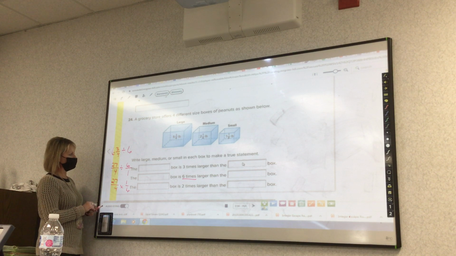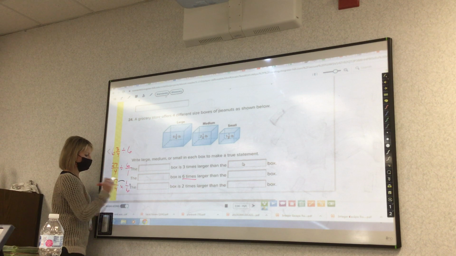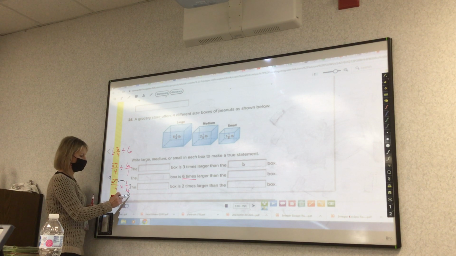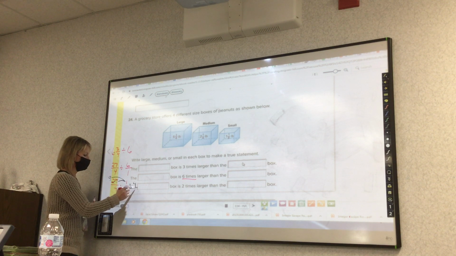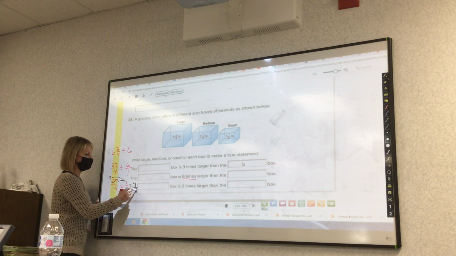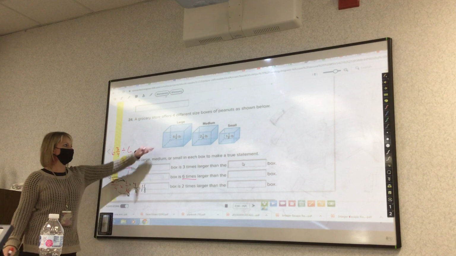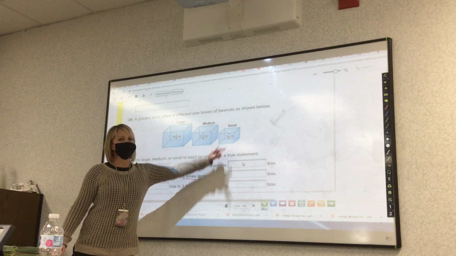Have I made any mistakes? I don't know. Can I reduce anything? Yes, 27 and 6, divide by 3. So 27 divided by 3 is 9, 6 divided by 3 is 2. Can I do anything else? No. So 9 times 1 is 9, 4 times 2 is 8. 9 divided by 8 is 1 and 1/8. So the large box is 6 times larger than the small box.